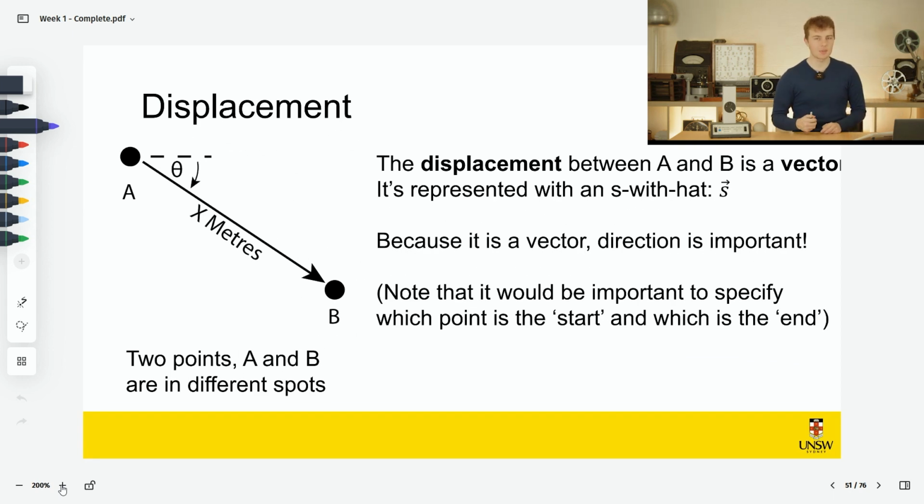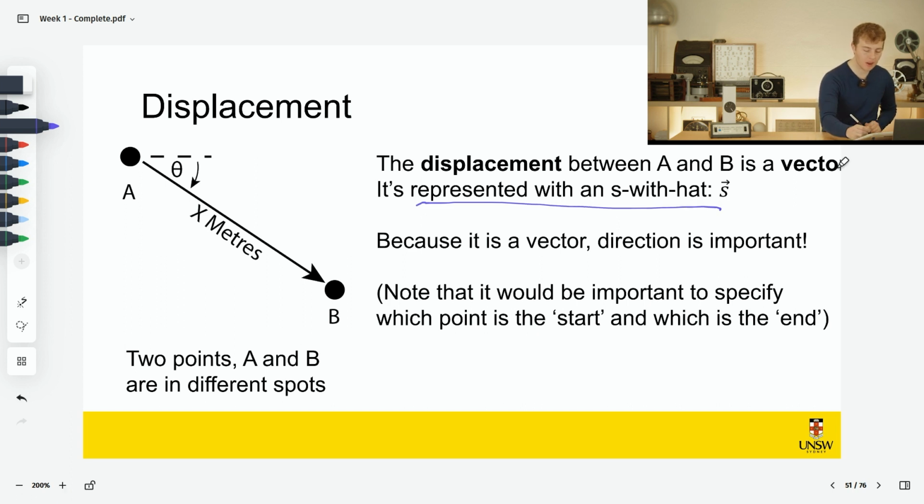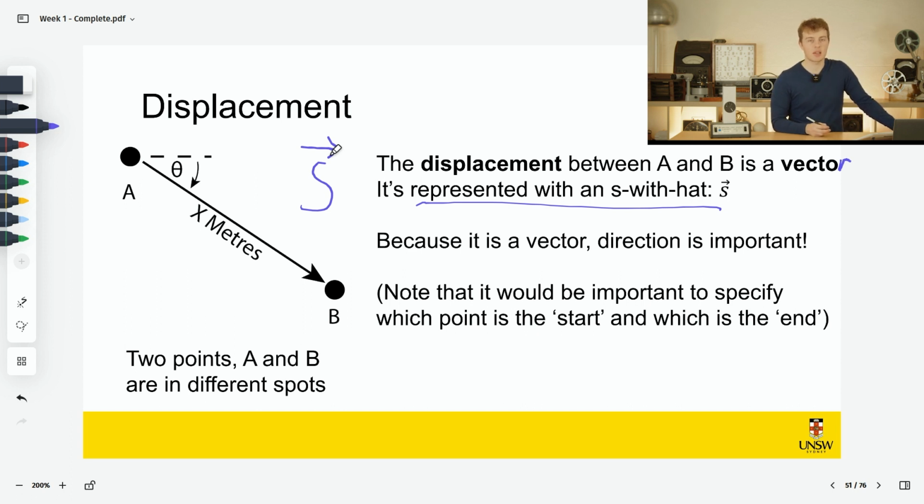So displacement has a direction. It's the displacement of B from A. It's a vector quantity, and it's represented by an S with a hat. So this is S, and then you put a vector hat on it, a hat with a little arrow. That's the vector hat. It means it's a vector now. So direction is really important. Now we have to say it's x meters away in this specific direction or that specific direction, okay?